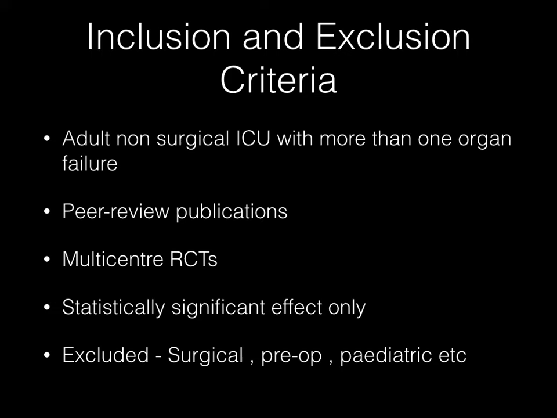They have taken non-surgical ICU patients. So these are all pure medical patients with more than one organ failure. They have taken all those peer-reviewed publications with multi-center randomized controlled studies. Statistically significant results they have included here. What does that mean? I'll describe in the next slides. They have excluded all preoperative, surgical or pediatric patients.